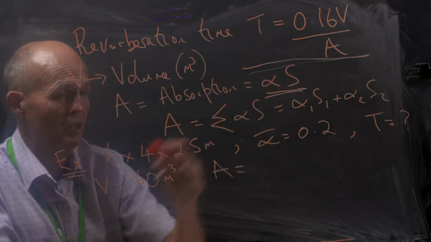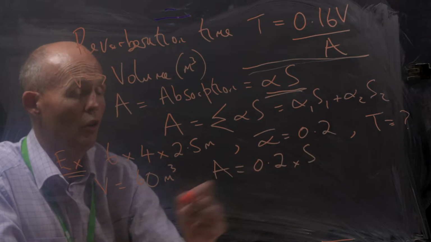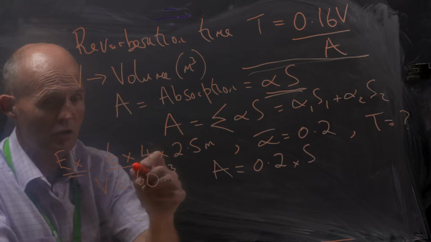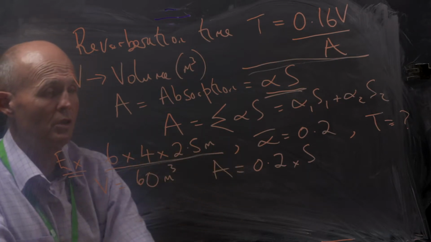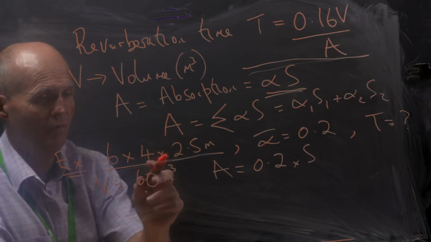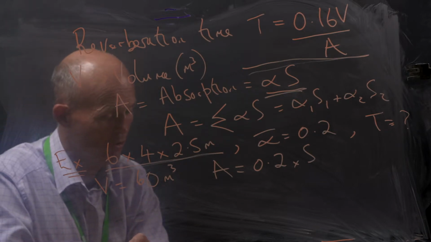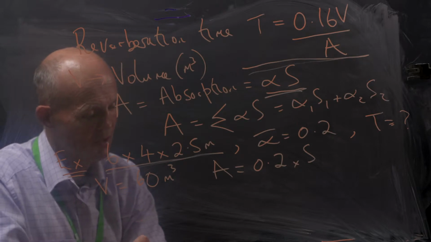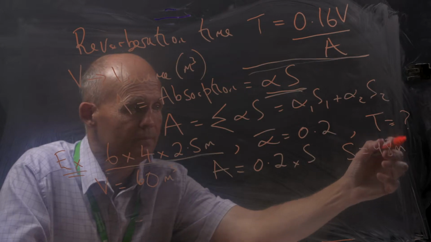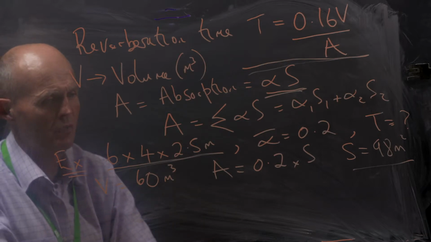So the value of alpha would be 0.2 times the surface area of the room. The surface area of the room is fairly easy to find. We're given the dimensions of the room, so all we need to do is work out the individual surface areas of each of the walls, the floor and the ceiling. I'm going to leave you to do that outside of this tutorial. But if you work all that out, you should get a value for S of 98 meters squared. That's basically just working out the surface area of all those surfaces.